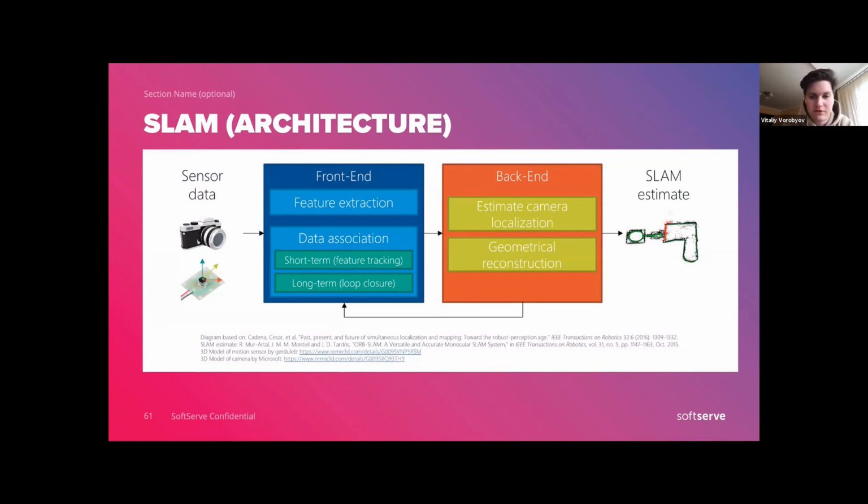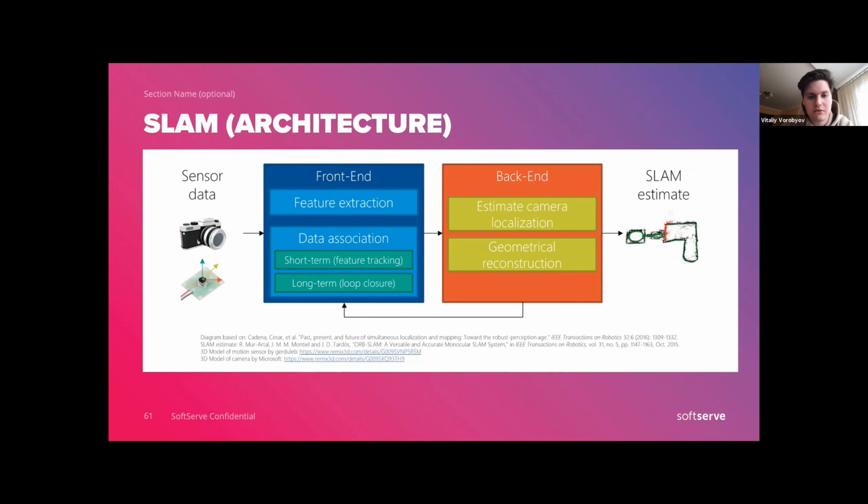The first one is sensor data. On mobile devices, this usually includes the camera, accelerometer, and gyroscope. It might be augmented also by other sensors like GPS, light sensor, depth sensors, and whatever else.